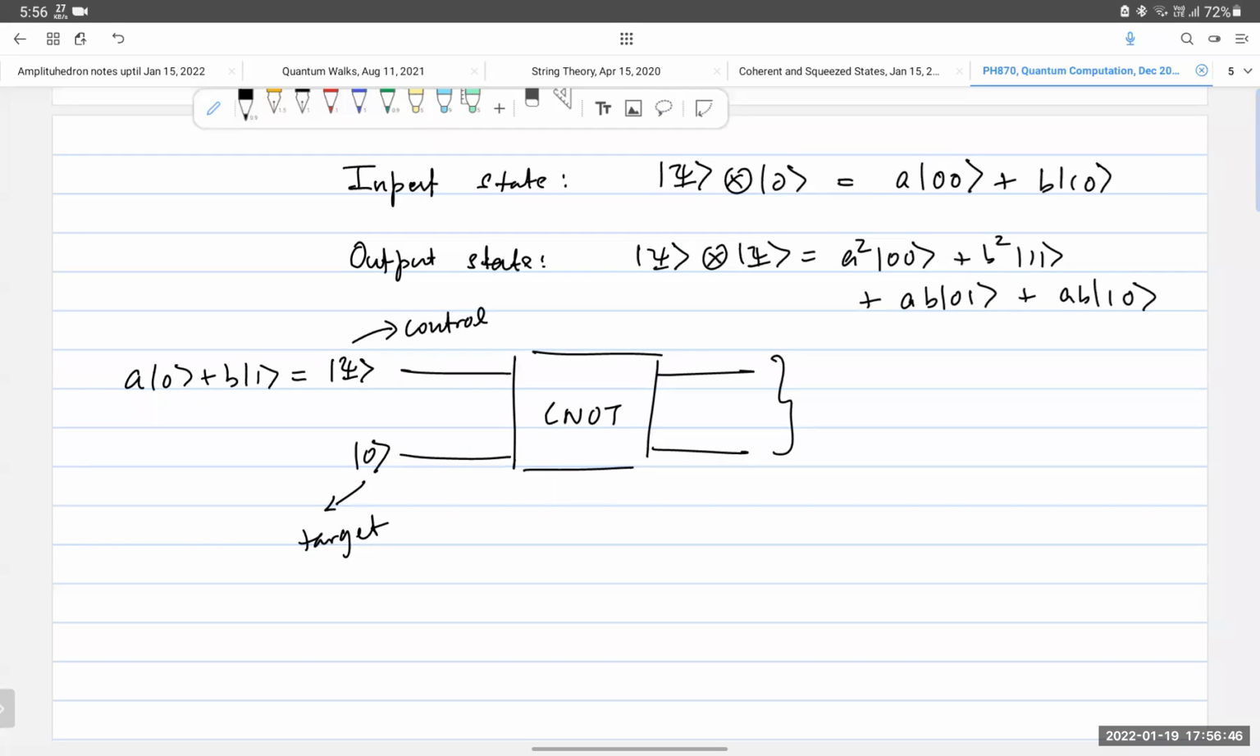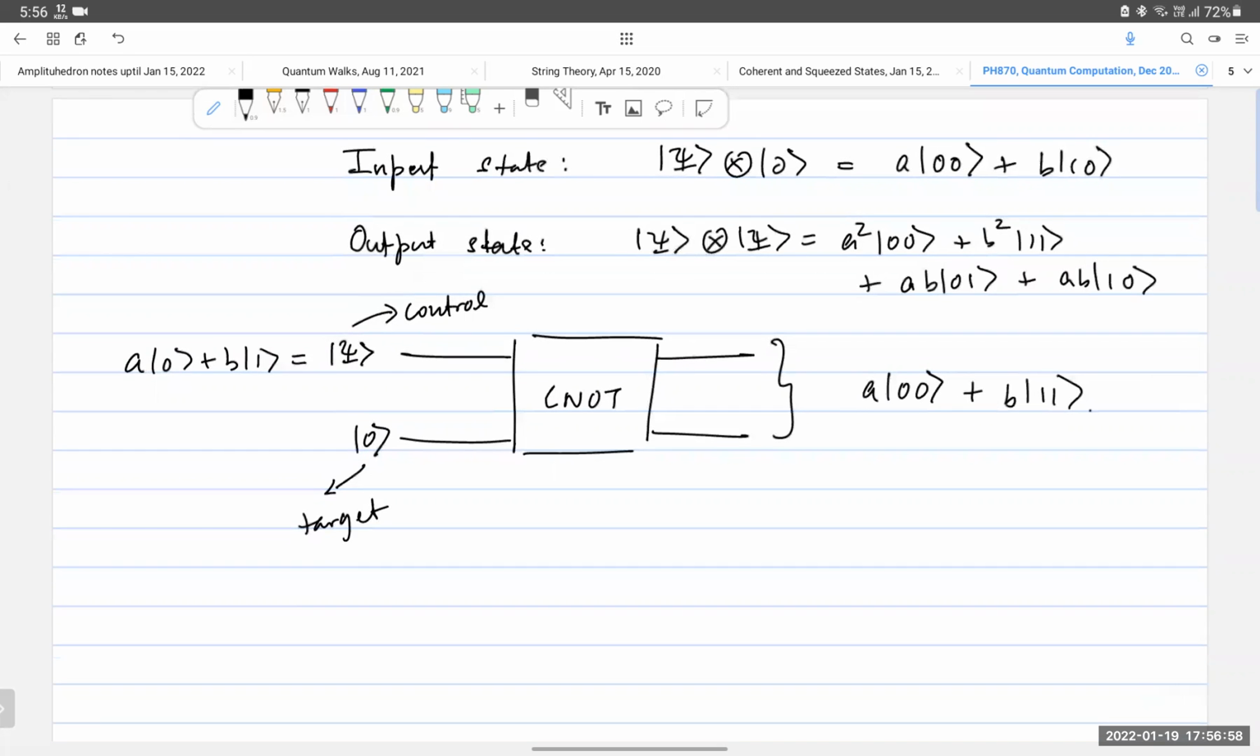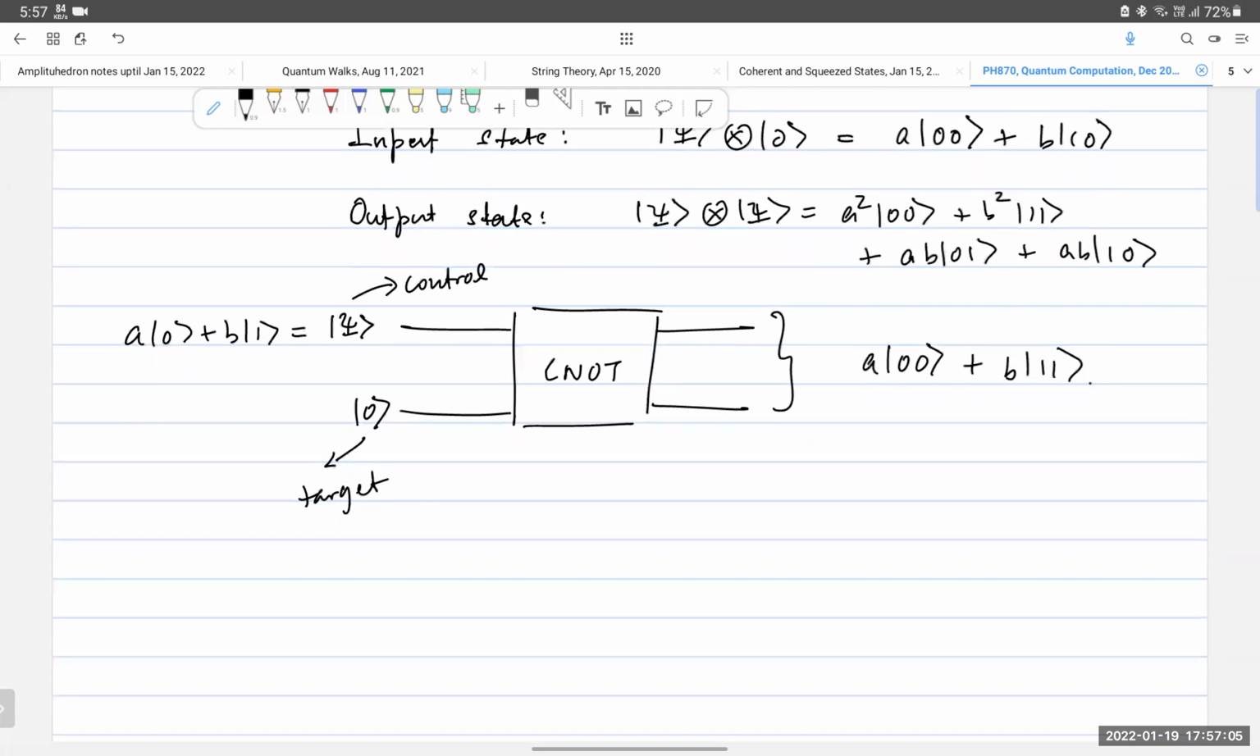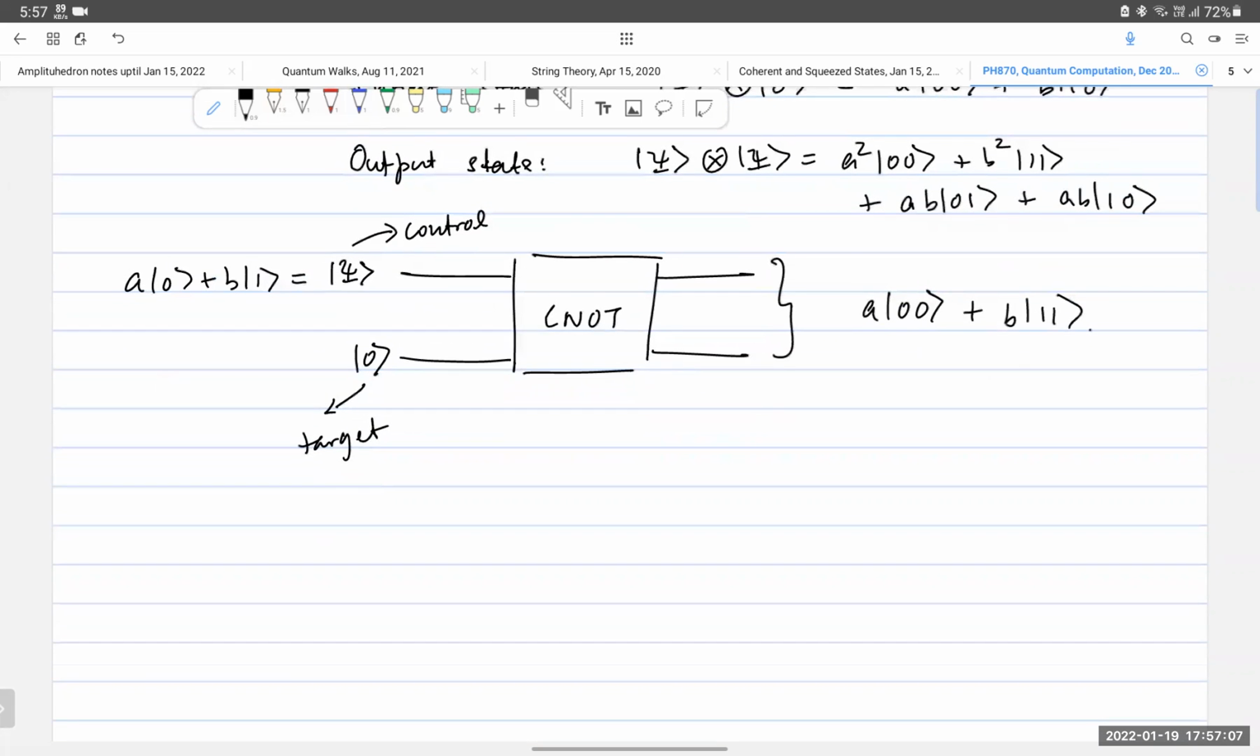Well, what happens to 0, 0? Nothing happens to 0, 0, right? The CNOT gate doesn't do anything to that. What happens to 1, 0? It becomes 1, 1. Right? So this is the result of CNOT acting on our input state with the 0 qubit as a target.